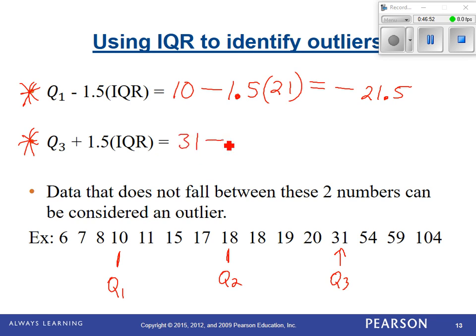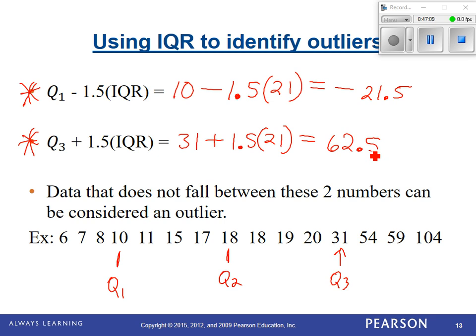Plus 1.5 times the interquartile range, which we said was 21. Somebody do that for us. 62.5. Yeah, there, right.